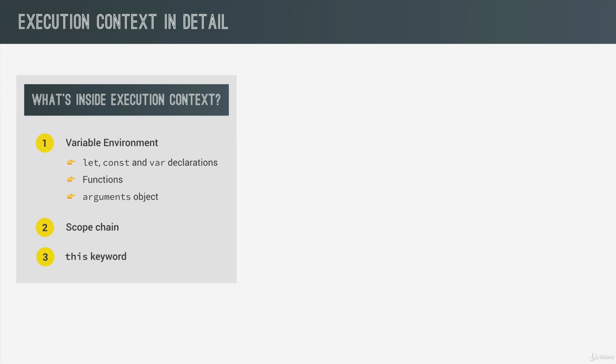Okay, now the content of the execution context, so variable environment, scope chain, and this keyword, is generated in the so-called creation phase, which happens right before execution.